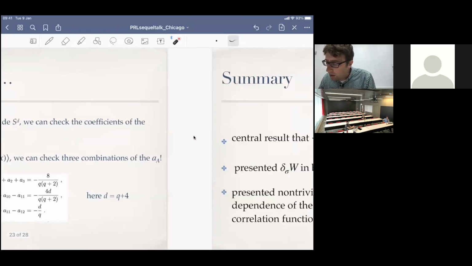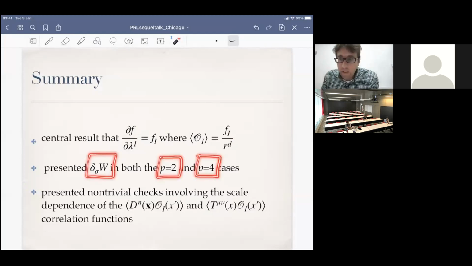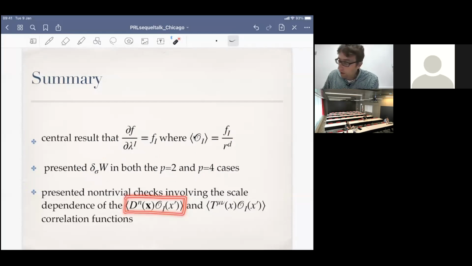So that brings me to the end of my talk. I'll just leave you with some takeaway messages, the same ones I've been hammering at throughout the last hour. One is the central result that this Euler density anomaly coefficient depends on bulk marginal parameters in the following way: you take a derivative of the anomaly coefficient and you get the one-point function for that marginal operator. We looked at the effect of the anomaly action, both in the 2-dimensional and the 4-dimensional cases, and I gave you some reasons to believe that we got the right answer. Those reasons were some non-trivial checks we did with correlation functions involving the displacement operator and the stress tensor. Okay, so that's the takeaway message of the talk, and I'll say a little bit about further projects.